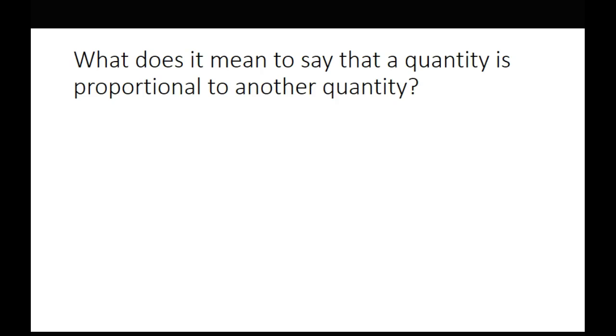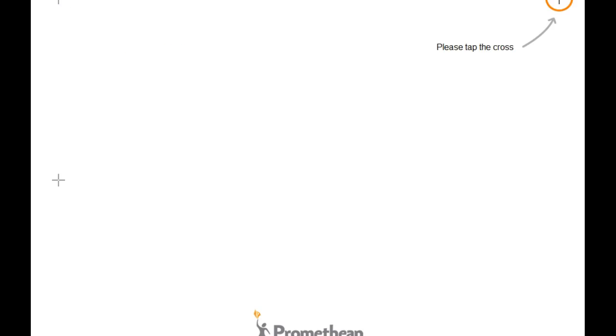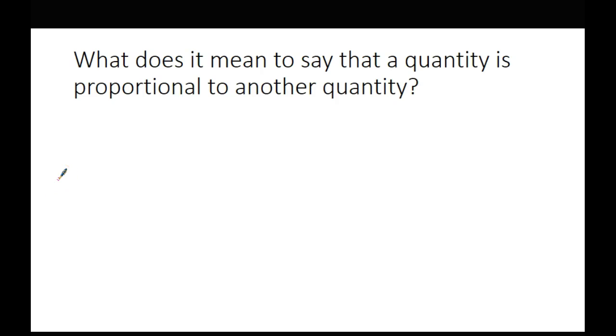All right, so first of all, before we begin, what does it mean to say that one quantity is proportional to another quantity? Let me calibrate my pen really quick. Proportional basically just means that something is exactly the same, it's just bigger or smaller, right? So, a map is proportional to the land it represents, so to speak.